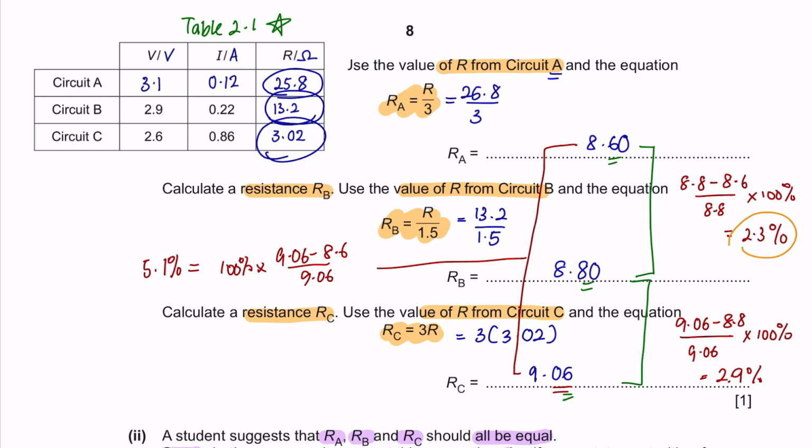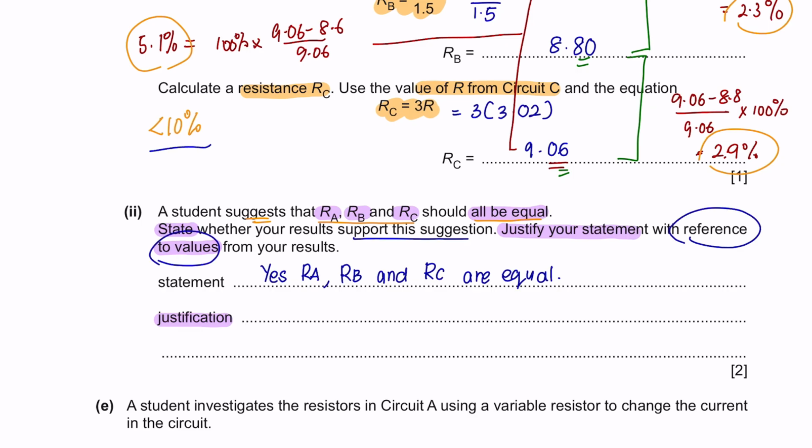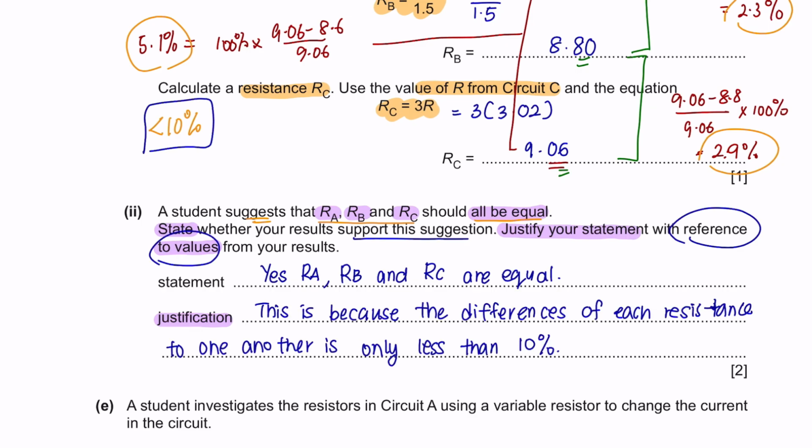The percentage difference between these resistances are all less than 10%. Therefore, we can say that the suggestion that RA, RB, and RC are all equal is indeed true. And for the justification, we need to support this suggestion with reference to values. So we can mention that the differences of each resistance to one another is only less than 10%. So always try to find out the percentage difference to answer this type of question.